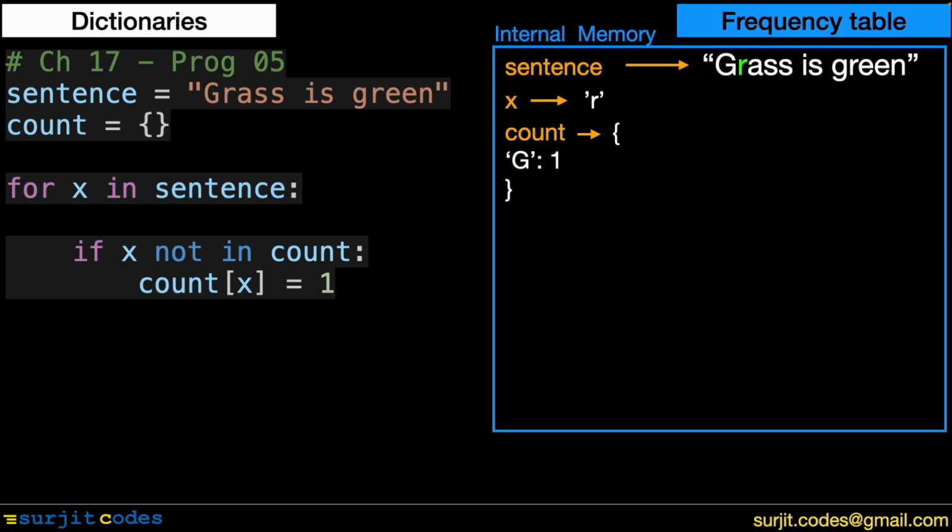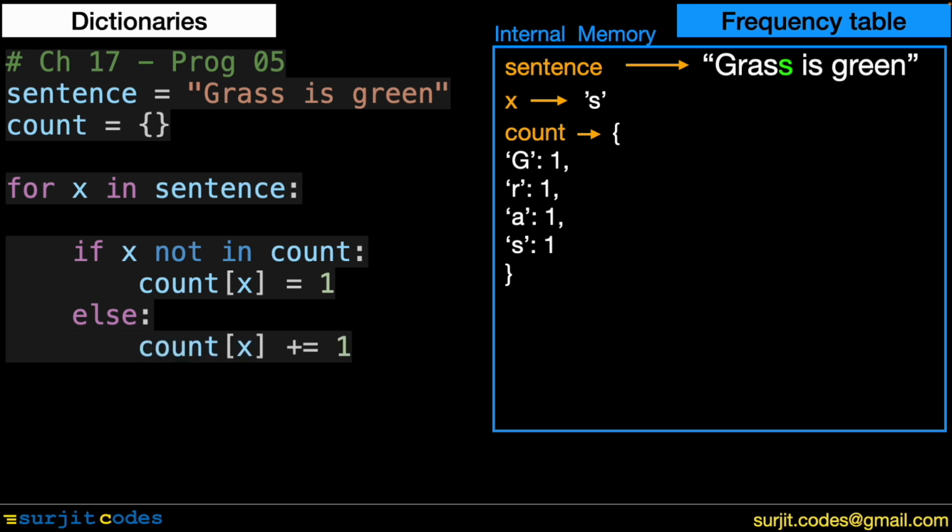In the next iteration, x becomes r. It is not present in count, so we add this also in the dictionary. Initial value of r is also 1. In the next iteration, we look for a in the dictionary and add this also with the value 1, and then we add s with 1. In the next iteration, we find another s. If expression is now false, and we go to the else part where we increase the value of s by 1. So it becomes 2.